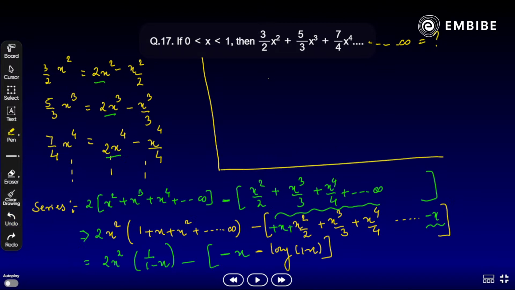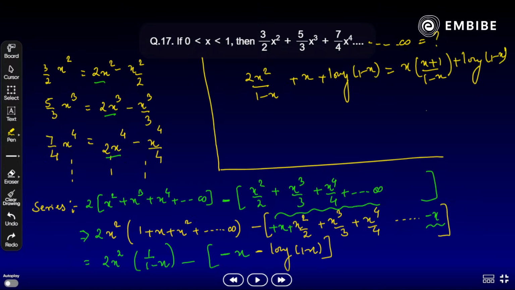Try to solve it. So we have finally 2x square by 1 minus x plus x plus log of 1 minus x, and try to simplify. We will get x times x plus 1 by 1 minus x plus log of 1 minus x as the answer. Done. Okay, Anushka. Yes, Arya. Absolutely brilliant. Yes. You people gave the right answer. Excellent.